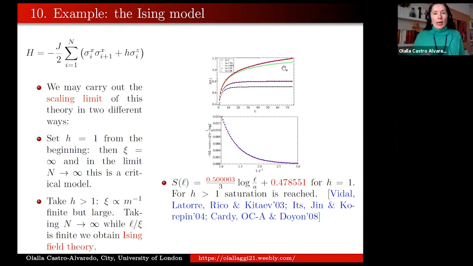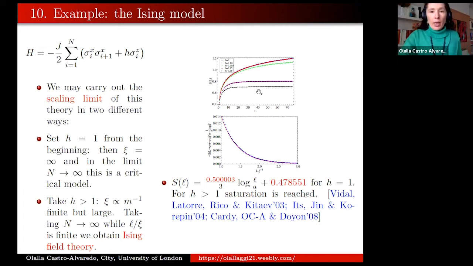Now, what about the other curves? The other curves that you see underneath this one correspond to values of the field H which are a little bit bigger than 1. As I told you, when H is a little bit bigger than 1, this theory is not critical anymore. It's not described by CFT in the scaling limit. It's now a gapped theory. And the introduction of the gap is reflected by the fact that this entropy, instead of growing forever, saturates, which is what I told you it should do.